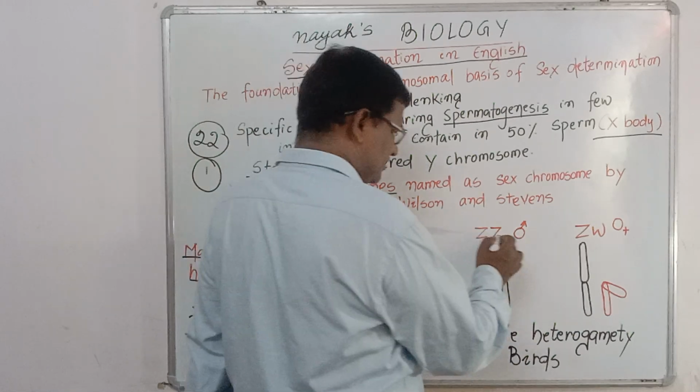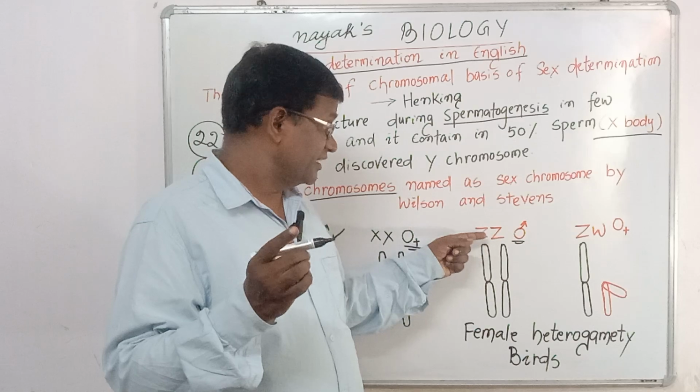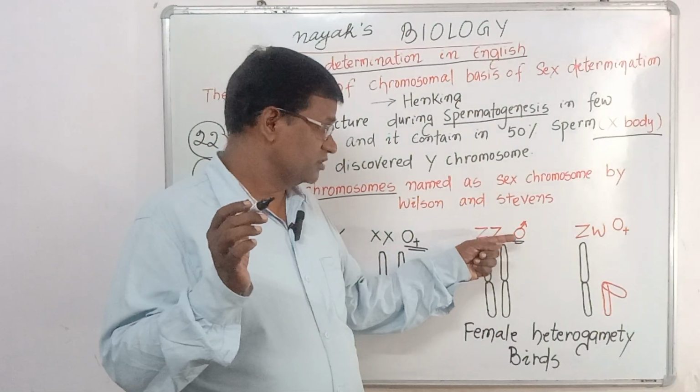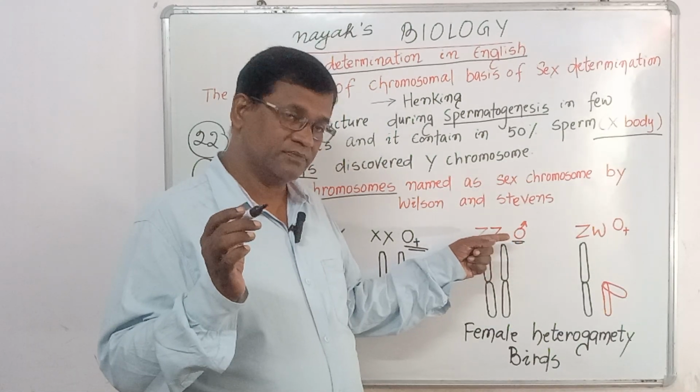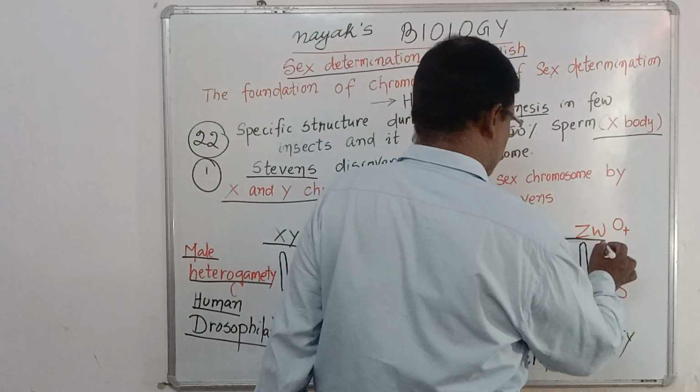Now we will come to the birds. In birds, if you see this symbol, it is for the male. Here we do not say XX or XY, here it is ZZ. The male chromosome structure is ZZ, whereas the female chromosome structure is ZW.